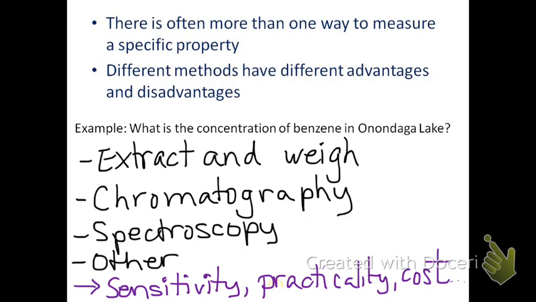Sensitivity means, as it sounds, how sensitive is the technique? How low of concentrations of benzene can we measure, for example? One question of practicality would be access to the technique. Do we actually own the instrument that would make this measurement? Cost is often a factor because some techniques are much more expensive than others. In this week's experiments, we will compare different techniques used to measure the same property.